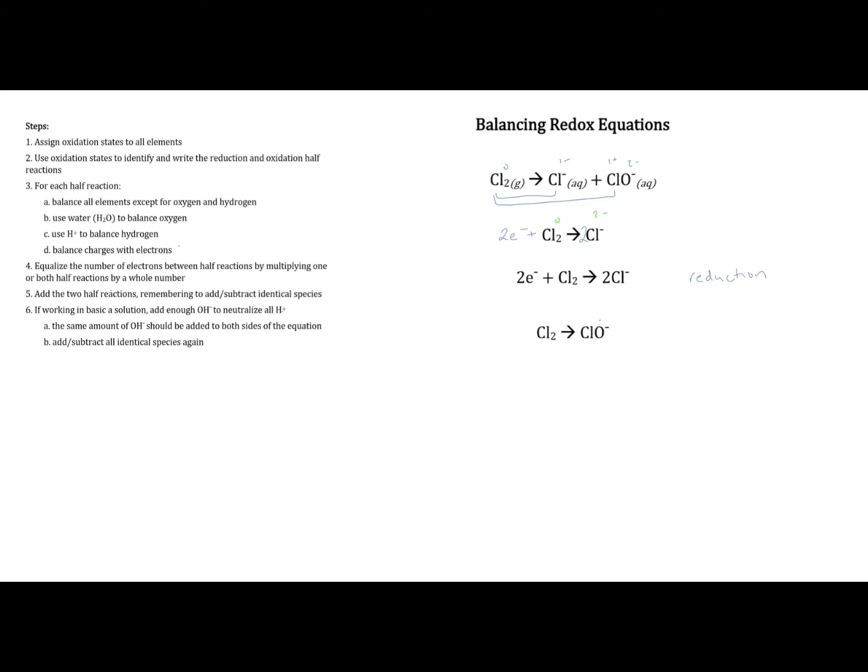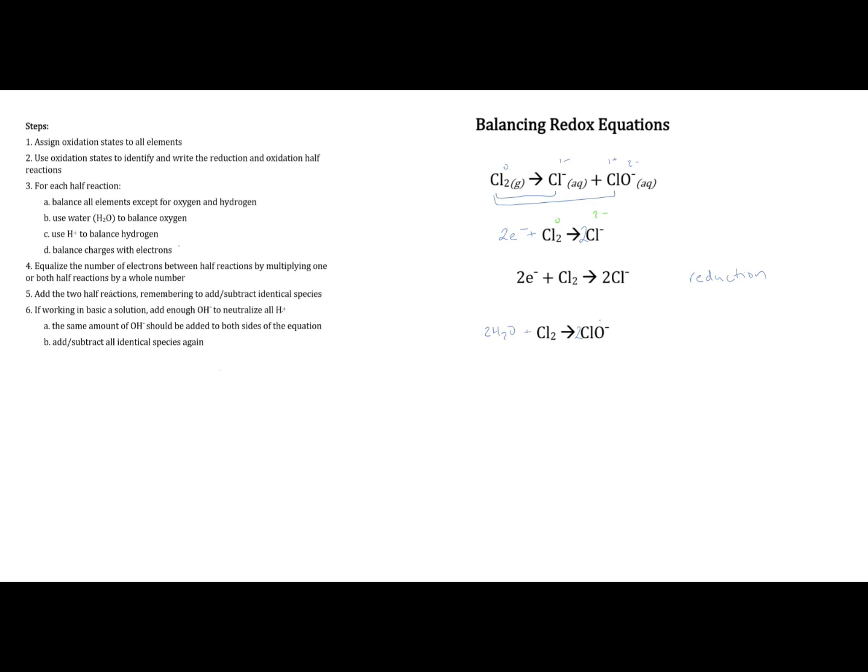Let's take a look at my other half reaction. My other half reaction is chlorine gas going to ClO-. For anyone who's interested, ClO- is actually hypochlorite, but we don't need to know that to finish our problem. Just like before, we need to balance elements except for oxygen and hydrogen, so we will need a 2 here. Now this half reaction does have oxygen in it, so we are going to have to balance our oxygens by adding water. Since we have 2 oxygens on the right-hand side, I am going to add 2 waters to the left-hand side.